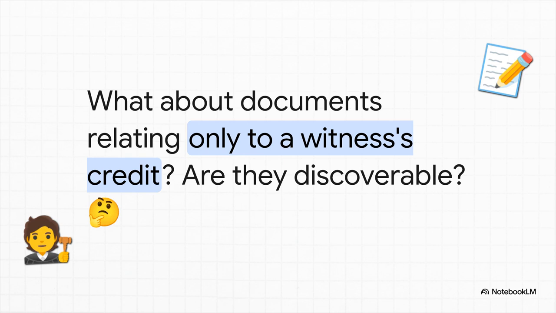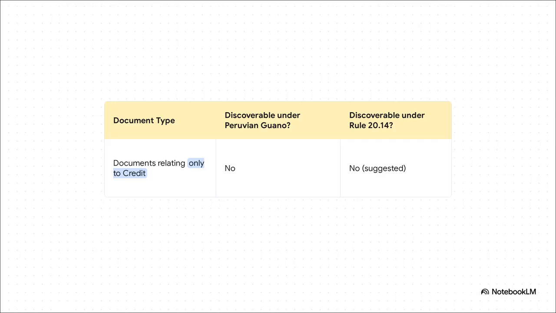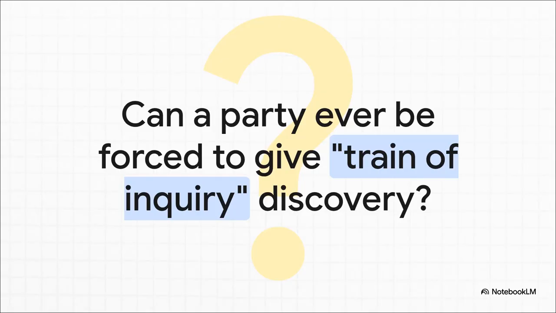Okay, here's a classic curly question, the kind that loves to pop up on an exam. Are documents that only go to a witness's credibility, things that suggest they aren't trustworthy but don't touch the actual facts of the case, are those discoverable under the new rules? And the short answer is no. Now, why is that? Well, because they aren't directly relevant to the issues raised by the pleadings. They don't relate to the substantive issues, so they fail that core test that's set out in, you guessed it, Rule 20.14, Subrule 2.